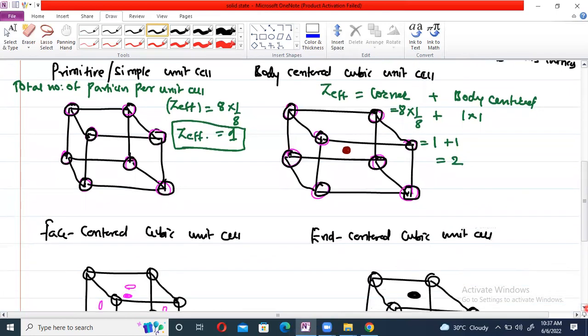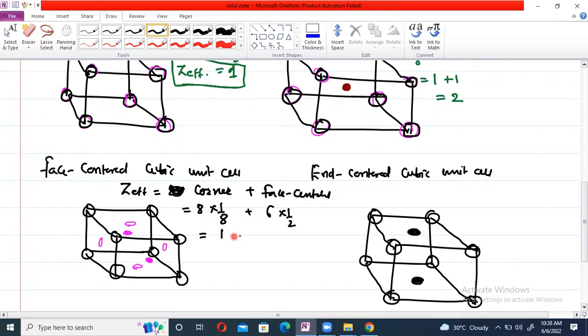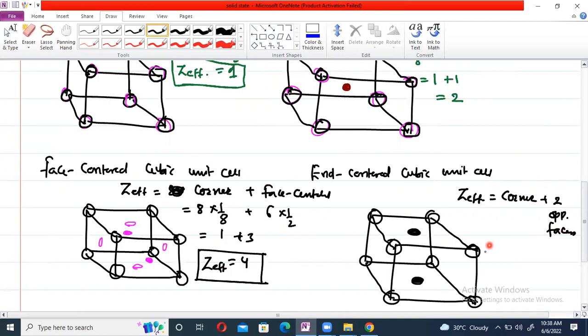In the same way, we will write Z effective for the face centered cubic unit cell. Here, 8 are at the corner, right? Means atoms are present at the corner plus atoms are present at the face centers. Corner how many? 8, contribution 1 by 8. Faces how many? 6, contribution 1 by 2. 1 plus 3, that is equal to 4. So Z effective is 4 for the face centered. For end centered, Z effective: atoms are present at the corner plus two opposite faces.